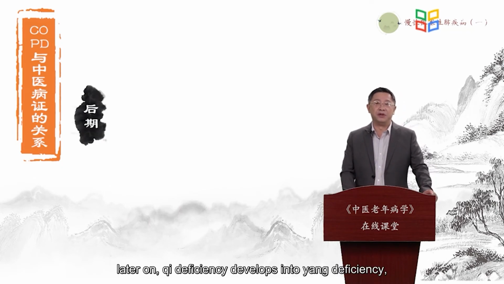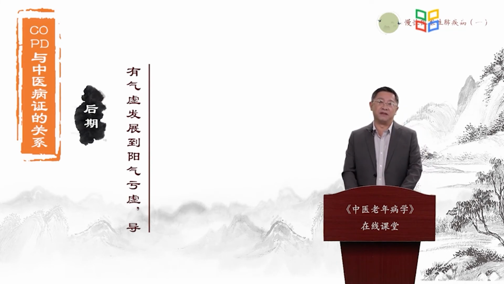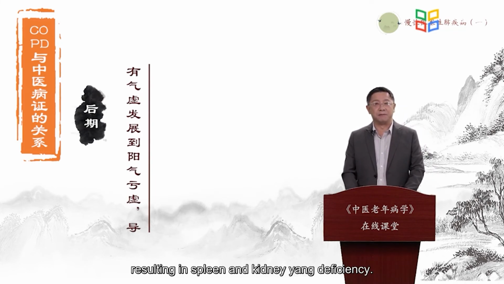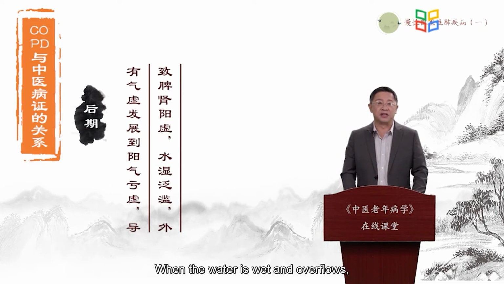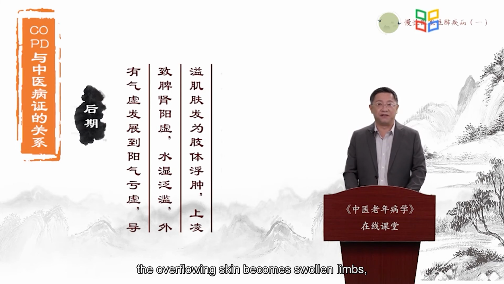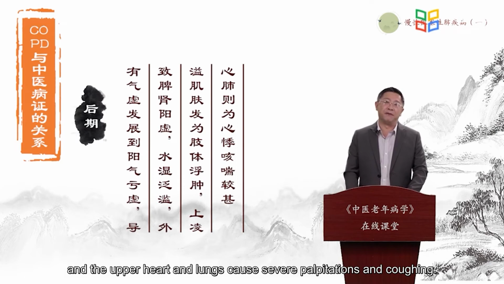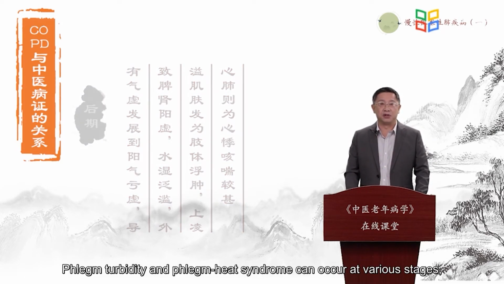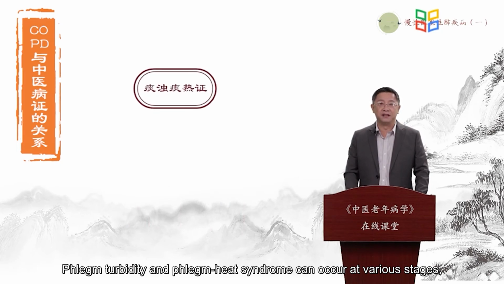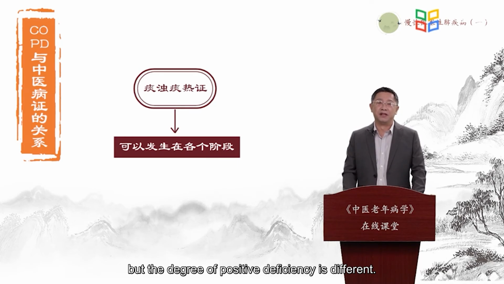Later on, qi deficiency develops into yang deficiency, resulting in spleen and kidney yang deficiency. When water dampness overflows, the overflowing skin becomes swollen limbs, and water invading the heart and lungs causes swelling. Phlegm turbidity and phlegm heat syndrome can occur at various stages, but the degree of excess and deficiency differs.